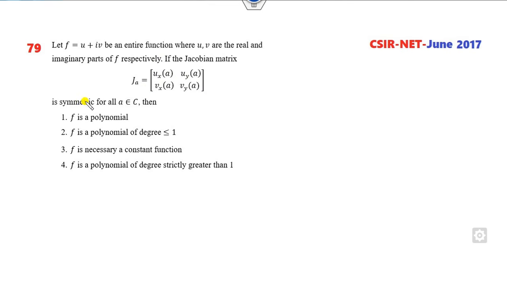Okay, this is symmetric. So what is the meaning of symmetric? Uy is equal to minus Vx. Fine, this is the case of symmetricness. Then how can you solve this one? You can check the options.